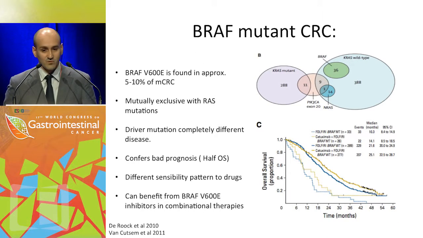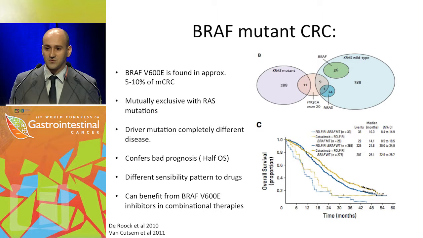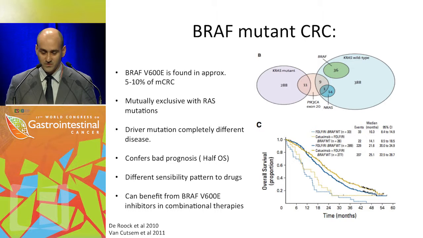Regarding BRAF mutant tumors, we know that in colorectal cancer, tumors could be mutated in 5 to 10% of cases. BRAF mutations are mutually exclusive with RAS mutations, and when we have a BRAF mutation in a tumor, we know that this is a driver mutation that confers a very bad prognosis. Patients with BRAF mutant tumors tend to live almost half as long as patients whose tumors don't harbor a BRAF mutation. BRAF mutations confer a different pattern of sensitivity to chemotherapy drugs, and these patients can really benefit from exploring BRAF inhibition in combination with other drugs, as will be presented tomorrow in this Congress.